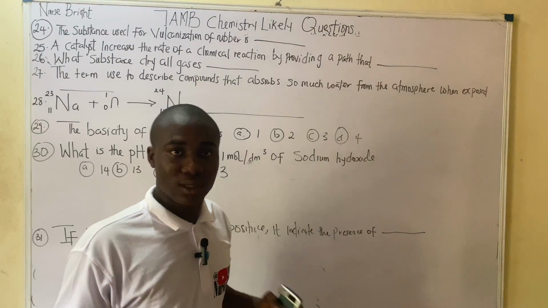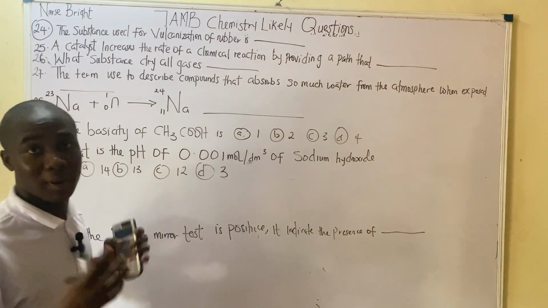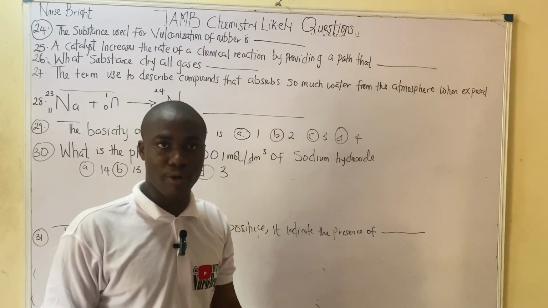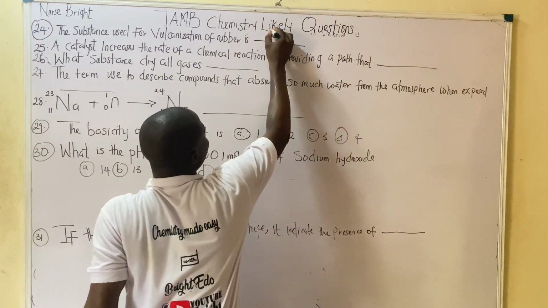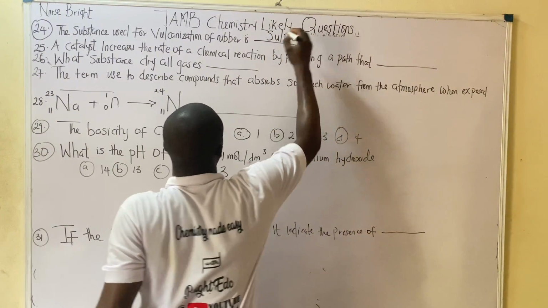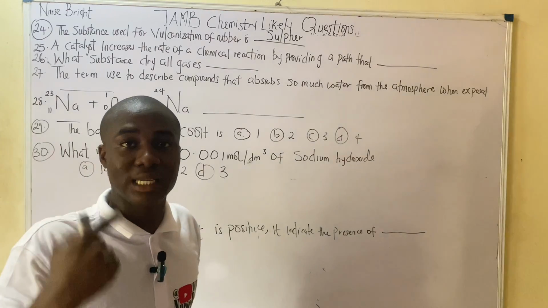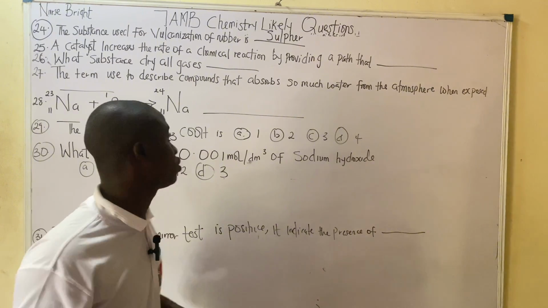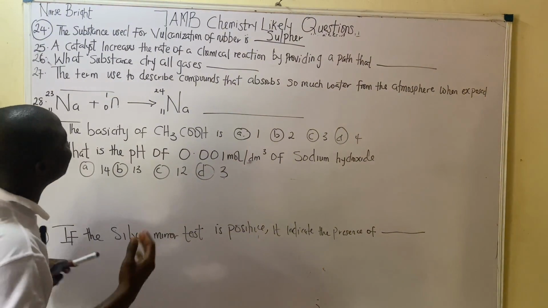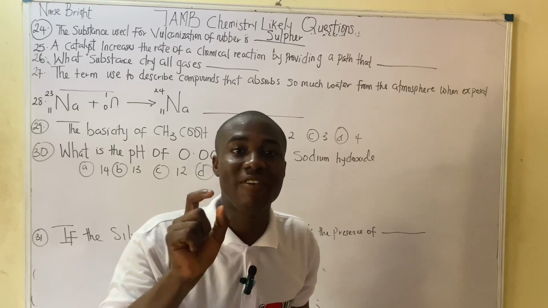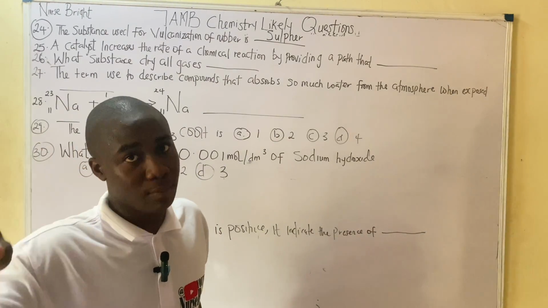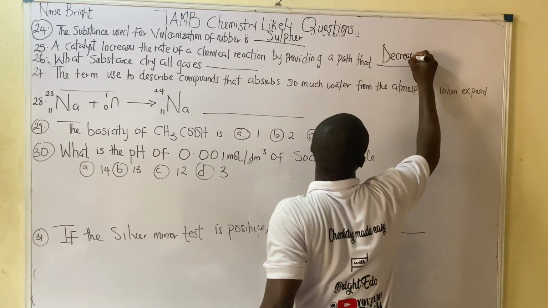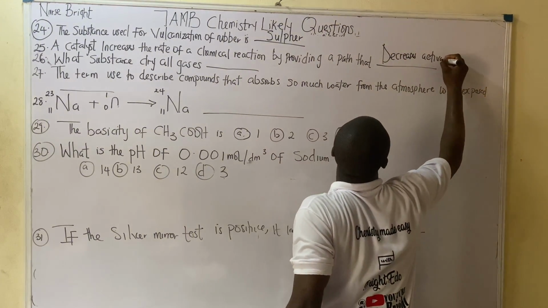All right, guys, let's get into the next practice question, which is question number 24. It says, the substance used for vulcanization of rubber is, please take note, anytime you hear the word vulcanization, the substance used for this process is sulfur. Specifically, it's not just a substance, but rather an element. Do you understand? Which is sulfur. Now, the next question is, a catalyst increases the rate of a reaction by providing a path that, this is a JAMB question, by providing a path that, please take note, decreases what we call activation energy.